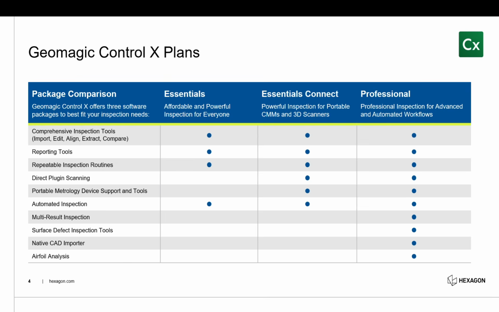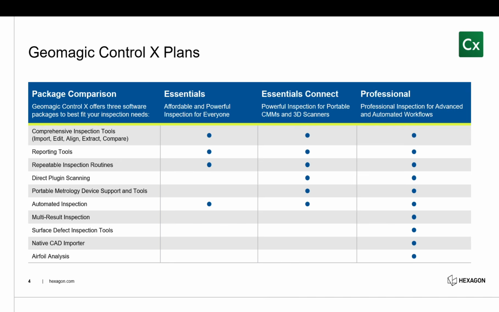Here is a breakdown of the different plans for Geomagic ControlX. So we have 3, so you only need to pay for what you need. We have Essentials, Essentials Connect, and Professional. Now, Essentials is very bare bones. It has all of the tools that you need to do a basic inspection. However, it does not connect directly to our scanning system, so you can't scan into the software.